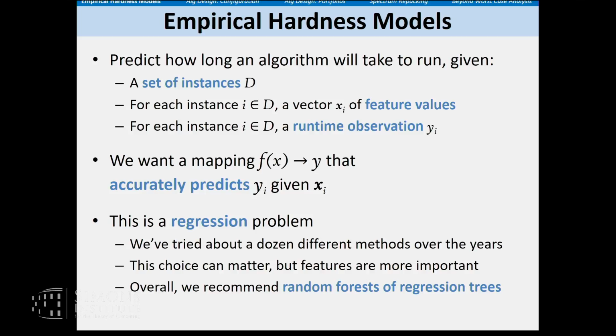I'm going to generate the constraint graph and do whatever things I do to get my vector of features. And then I'm going to try to find a machine learning model that, given those features, predicts how long such a problem would take to run.